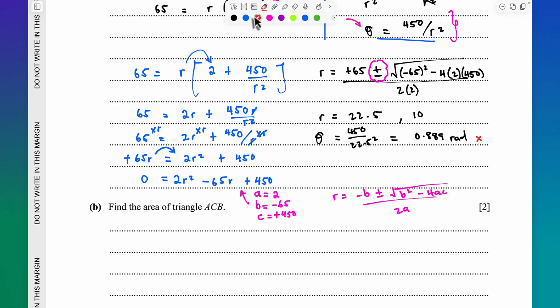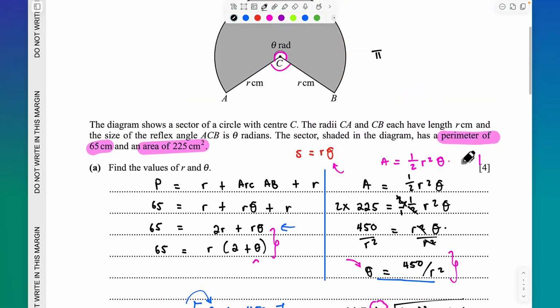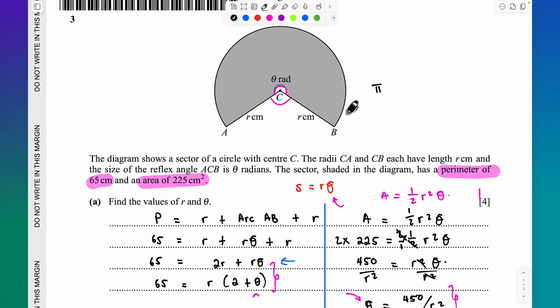Okay, now let's work on the next one, because maybe both of them are wrong even. Theta is equal to 450 divided by 10 squared. That's 450 divided by 100. That's 4.5. Actually, we don't need to put that into our calculators. 4.5 radians. Now 4.5 radians, does that make sense? Yes, it does, because 4.5 radians is greater than 3.14.